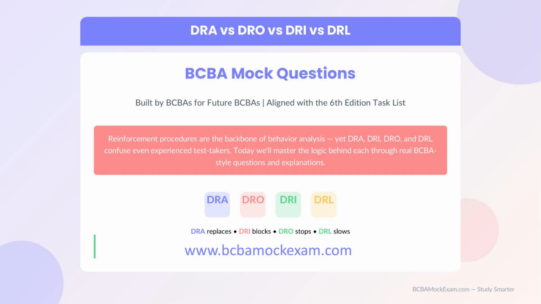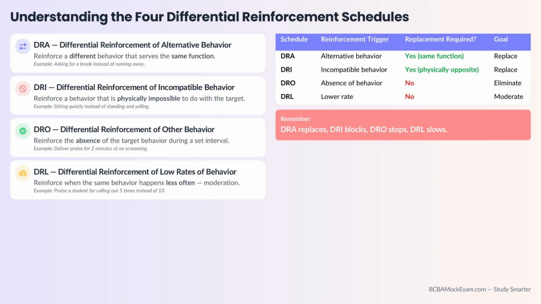As we go through exam-style scenarios, focus on exactly what is being reinforced and under what condition. That's the key to picking the right label. Let's quickly map the 4 procedures in everyday language. DRA is differential reinforcement of alternative behavior. You still allow the same function, like escape or attention, but you require a more appropriate alternative response.